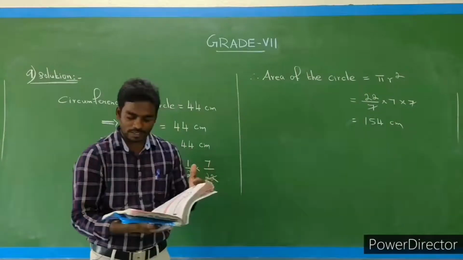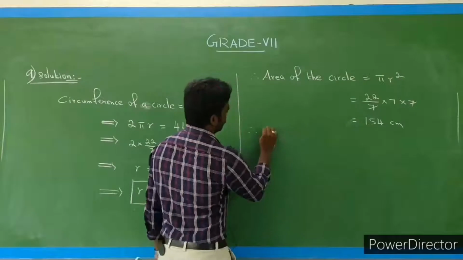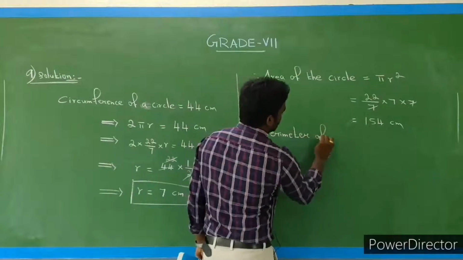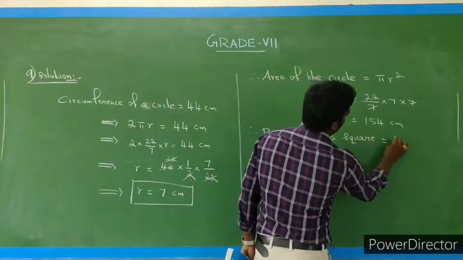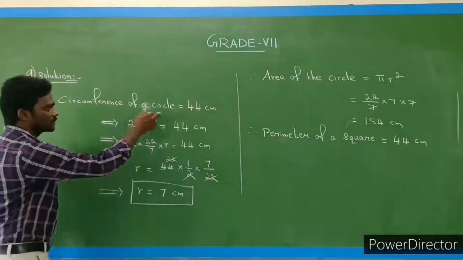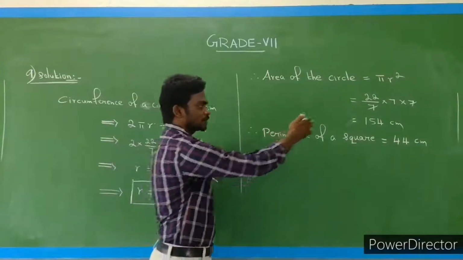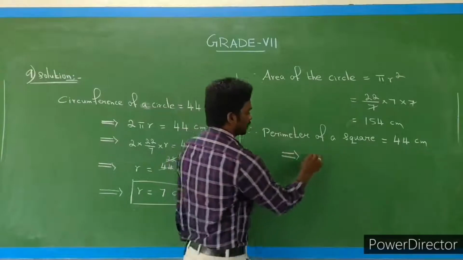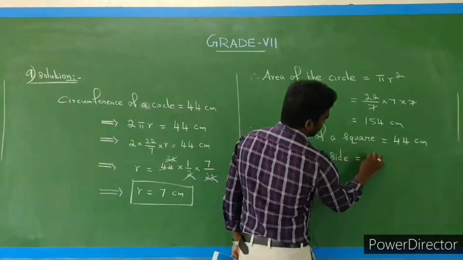That means if the same wire is bent into the shape of a square, therefore perimeter of a square is equal to 44 centimeter. Because the circumference of the circle is 44 centimeter as given, and the same wire is rebent in the shape of a square. So perimeter of a square is equal to 44 centimeter, which implies, what is the formula for perimeter of a square? 4 into side. 4 into side is equal to 44 centimeter.